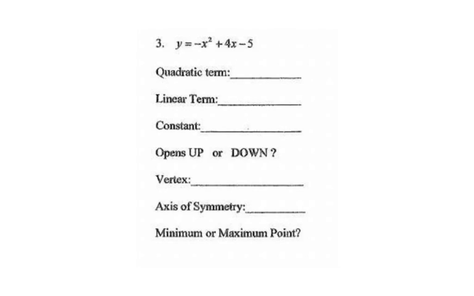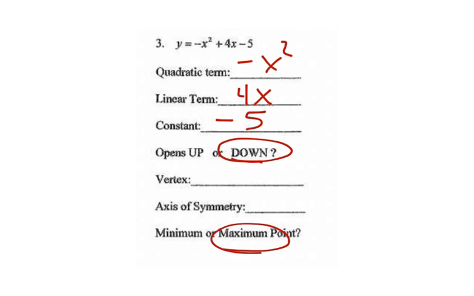Looking at number 3, your quadratic term is negative x squared. Your linear term is 4x. Your constant is negative 5. This one had a negative x squared, which tells me that it opens down. If you're not sure, put it in y equal, look at the graph. If it opens down, you're going to have a maximum point.